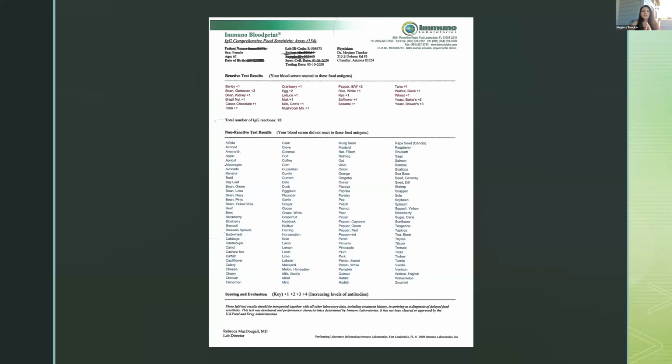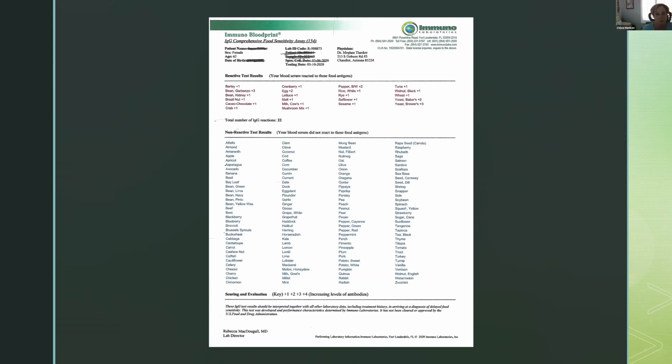So there are two tests that I use in my practice. The first one is the food sensitivity test. Again, I've removed the patient information for privacy, but I wanted to show you an example of what the results look like. It's basically a blood test. When I receive the results, on the top you can see the foods that the patient reacted to, and below you'll see the non-reactive results.